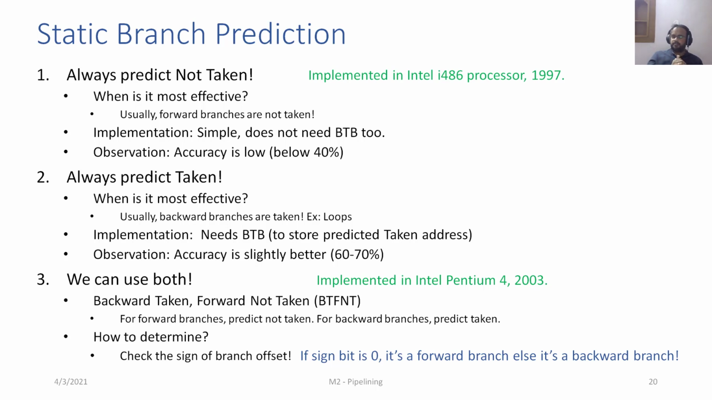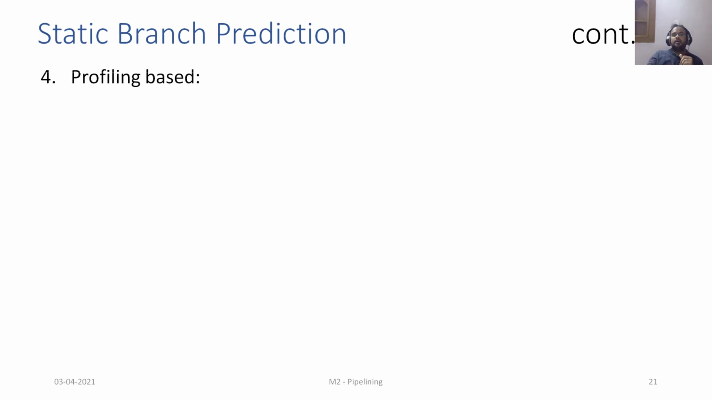So BTFNT was quite effective, and it was implemented in the Intel Pentium 4 processor, which came out in 2003. But as such, static branch prediction was of limited capability, and over the years the nature of the programs has changed a lot. Because of that, static branch prediction has very limited implementation in current processors, right?